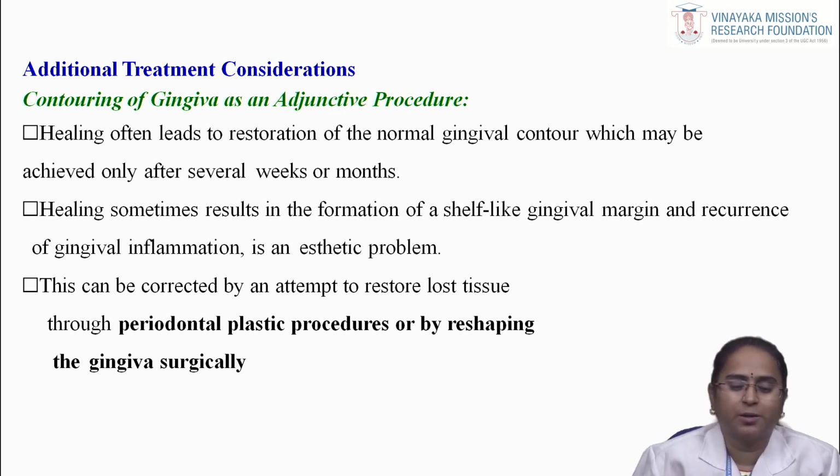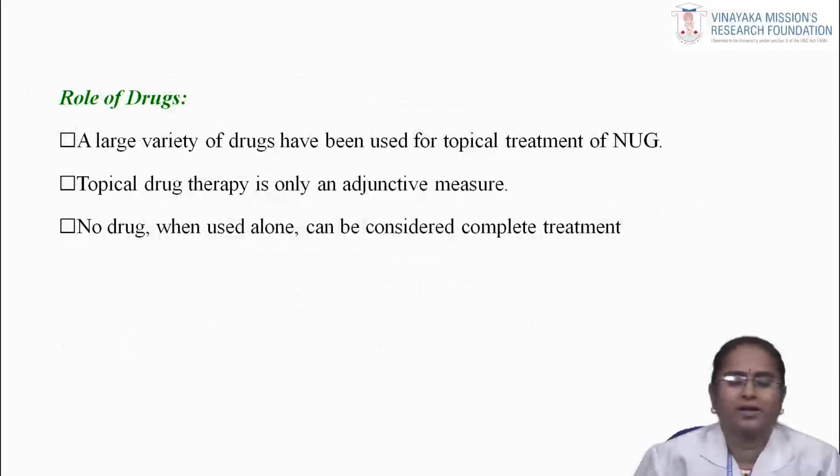So this can be corrected by an attempt to restore lost tissue through periodontal plastic procedures or through gingivoplasty, that is reshaping of the gingiva. And the role of drugs: a large variety of drugs has been used for treatment of NUG, but topical drug therapy is only an adjuvant measure. No drug when used alone can be considered complete treatment.